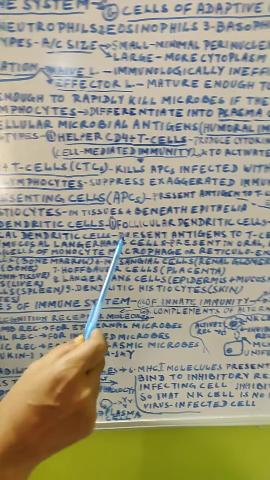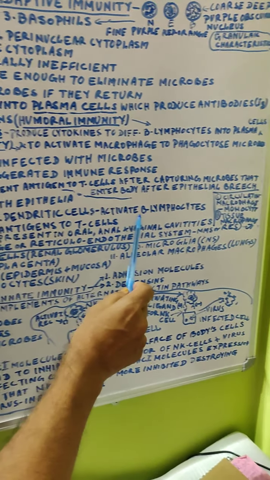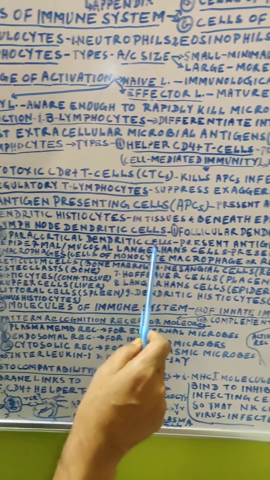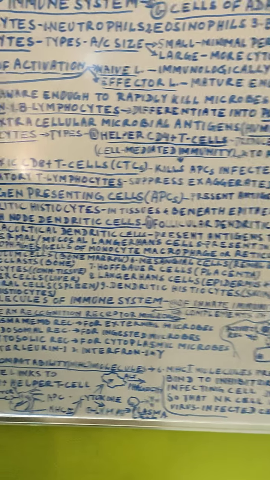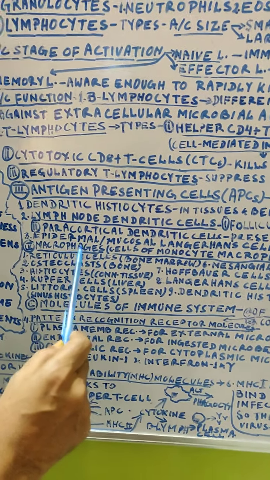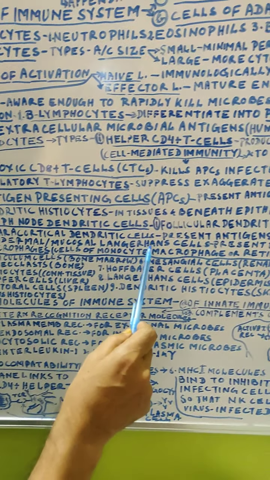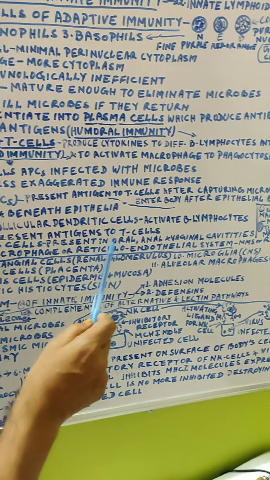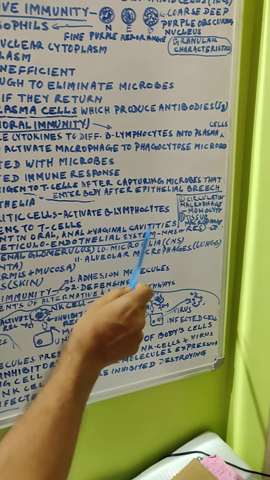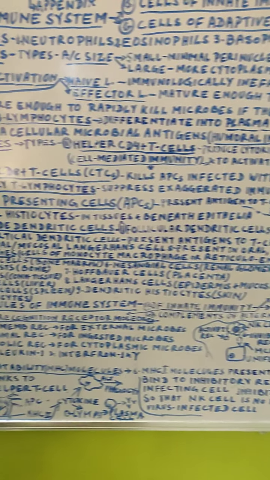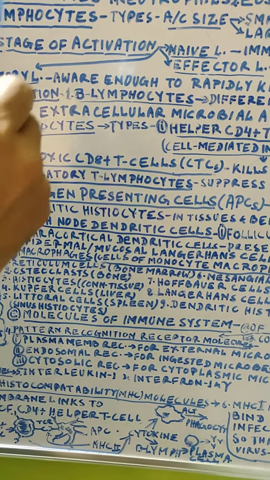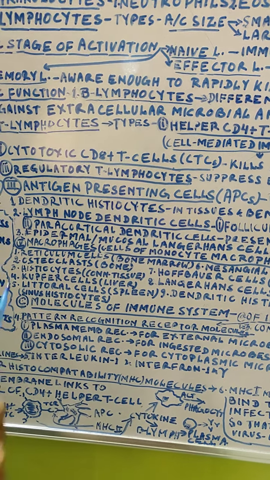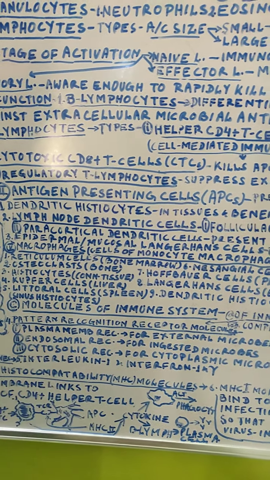These may be follicular dendritic cells, which activate B lymphocytes, and paracortical dendritic cells, which present antigens to the T cells. The third category is the epidermal or mucosal Langerhans cells, which are present in oral, anal and vaginal cavities. Everywhere they are there. The next category of cells which form the immune system is the macrophages.